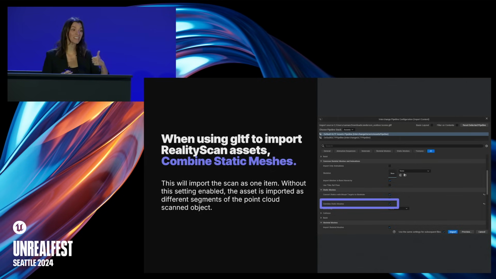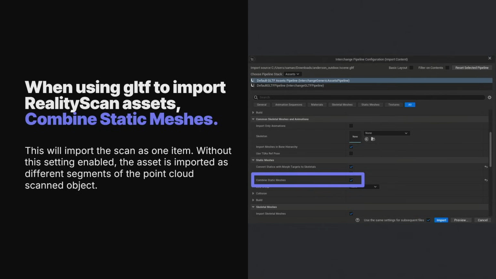This includes FBX, OBJ, and GLTF, and GLB. So I just wanted to call this out for anyone who is going to explore this workflow. If you're bringing something in as a GLTF, you'll just want to make sure that you select the combined static meshes. When you bring it in for the first time and don't have that selected, it will come in as different point clouds. This brings it all in as one, and will save you a little headache from having to troubleshoot that.